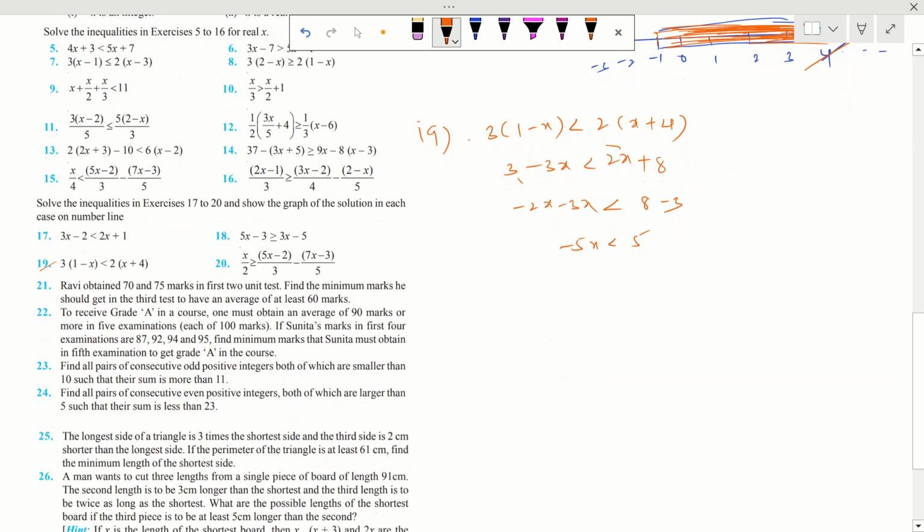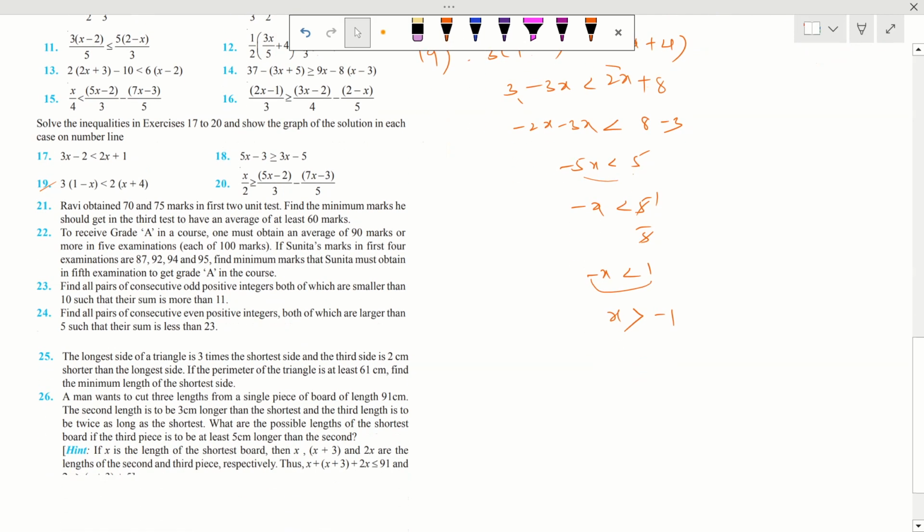And if we take x this side, then 5 this side, then it will be divided by 5. So 5 5 will be getting cancelled, we will be having 1, minus x is less than 1. If we take negative to this side, then it becomes greater than, then x is greater than minus 1. So x is greater than minus 1. Which are the solutions? So we can write 0 is greater than minus 1.